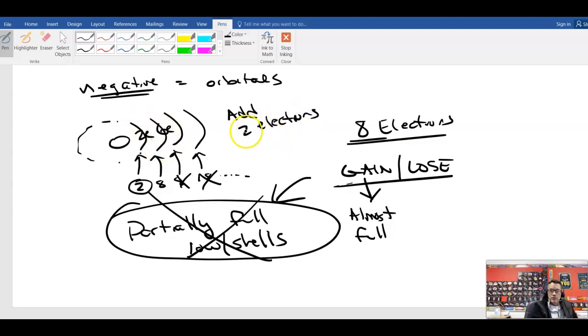Now, what's the consequence of that? These electrons bring a negative charge with them. So if they gain electrons, they're going to gain them when they're almost full. That's going to make the atom become negative, and we use the word ion to refer to that.